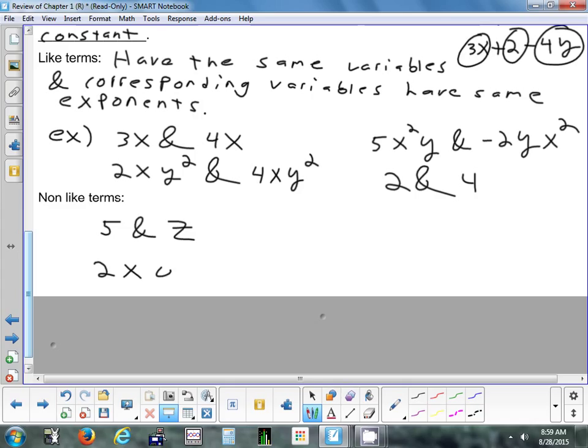How about 2x? Somebody give me a term that you could not combine with 2x because it's not a like term. Yeah, 2y. Okay, part of it's the same, right? It's got a constant, you've got a constant, but one's an x, one's a y. You could not add those or subtract them. They're not like terms.